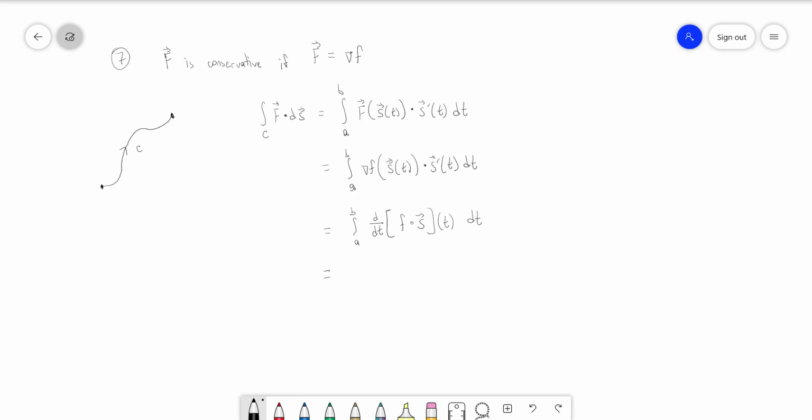And what's nice about that is since you're integrating a derivative, the integral and the derivative just cancel out. So it will just leave you with f composed with s. And then you would just need to evaluate your bounds from a to b. So you'd have f evaluated at s of b minus f evaluated at s of a.